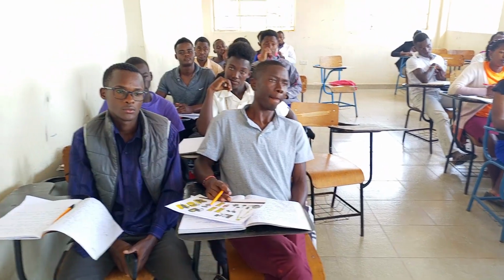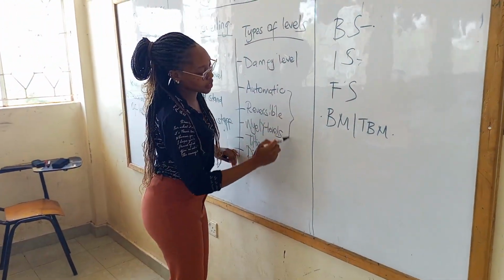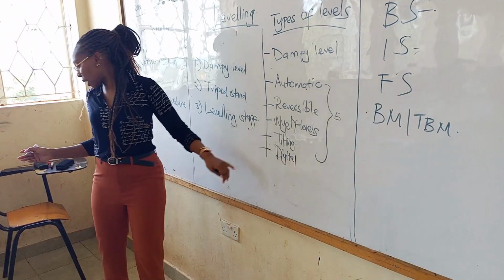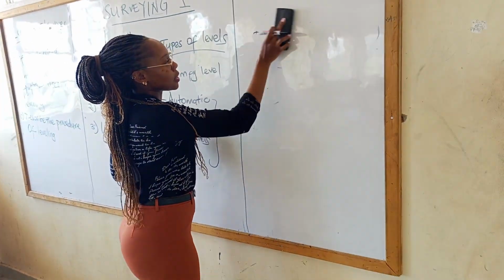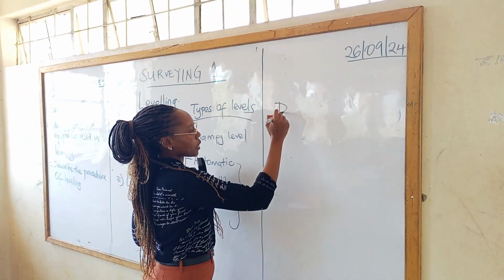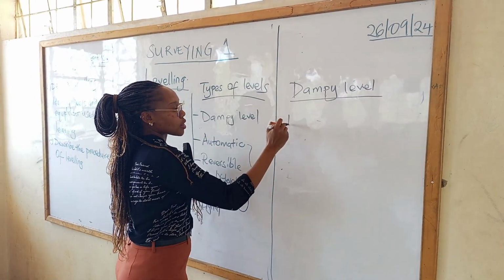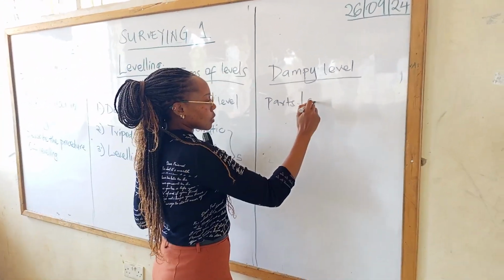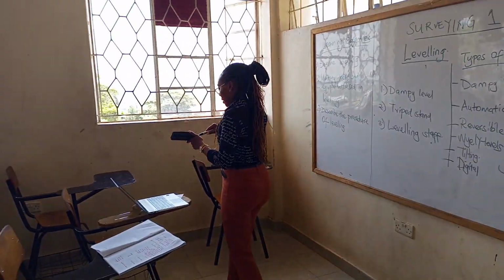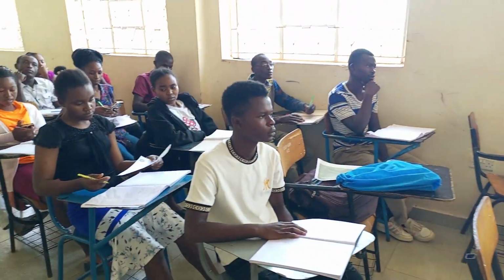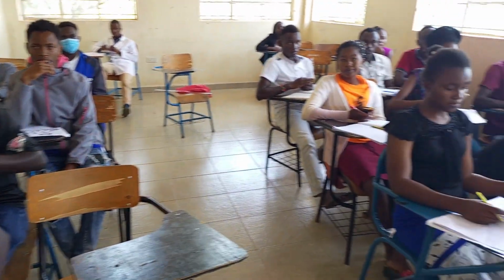So I expect you to go and research on these five types. You come up with diagrams to illustrate how they look and where they are used. Dumpy level is the most common one, and you're supposed to know all the parts together with their functions. As you can see, the colored one has so many parts.